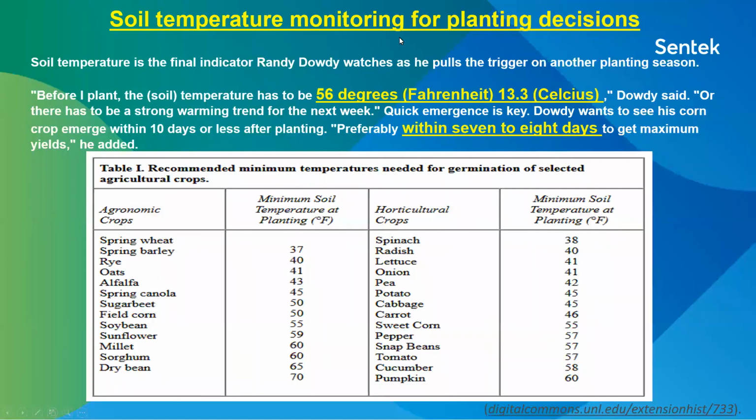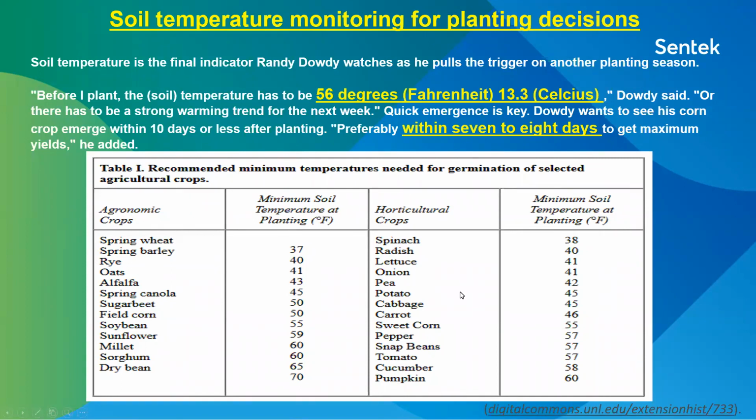And then why is soil temperature so important for planting decisions? I just got this example from the champion in corn yield in the U.S. In an article he wrote, which I quoted from, he emphasized that the soil temperature has to be 56 degrees, or 13.3 Celsius, for 7 to 8 days, right? That's his guideline to be the champion in corn yields, and soybeans in many instances also.